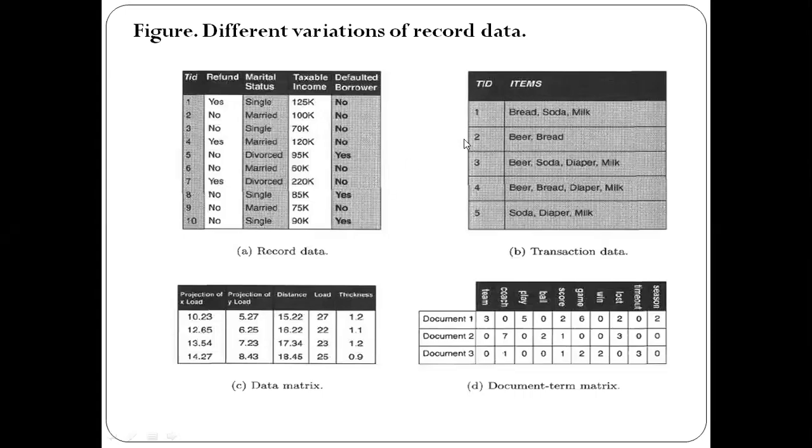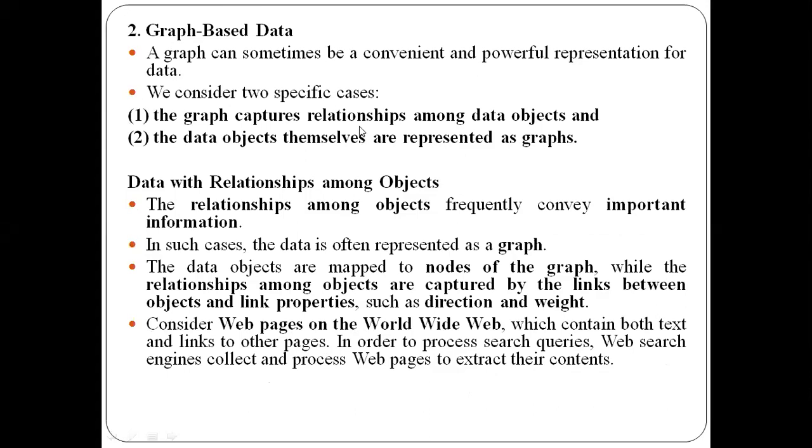Okay, so till now we have seen the record data and the different types of record data. Now coming to the second type of data set, that is graph based data. We know that a graph is a very powerful data structure, and it can convey many more things which cannot be represented using normal data in two dimensions. So a graph can be a very powerful representation of the data here.